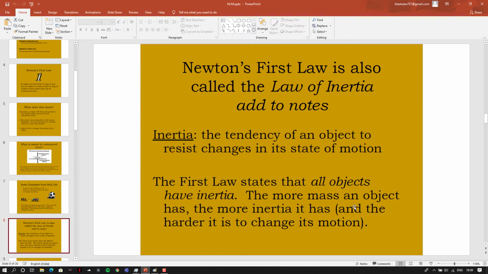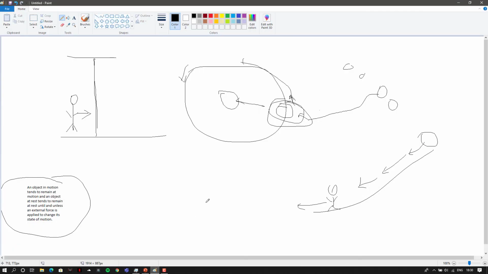Okay, so the more mass an object has, the more inertia it has. Another very good example is that you can just pick up a small rock and throw it at someone, but you can't pick up a huge boulder and throw it at someone because you can't overcome its inertia. That's the reason.